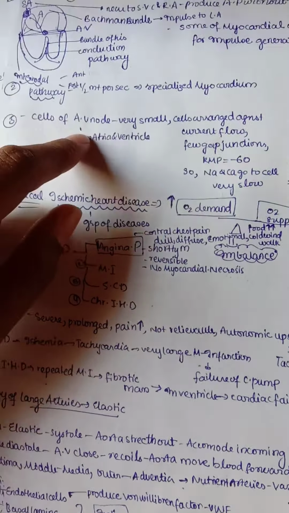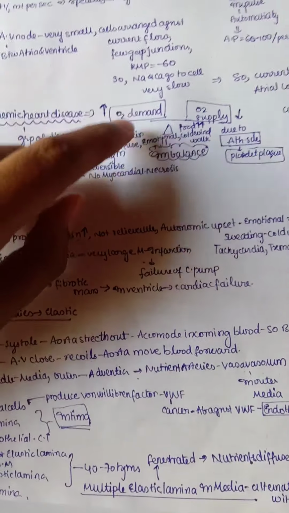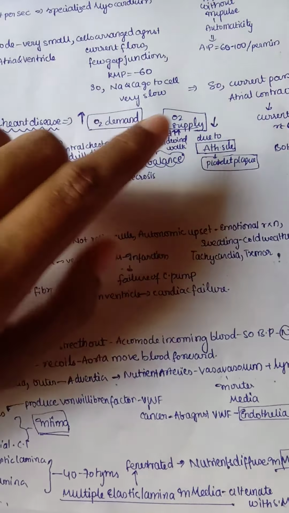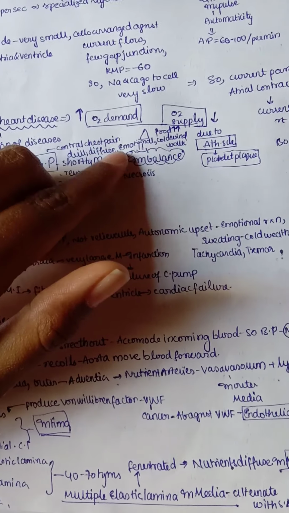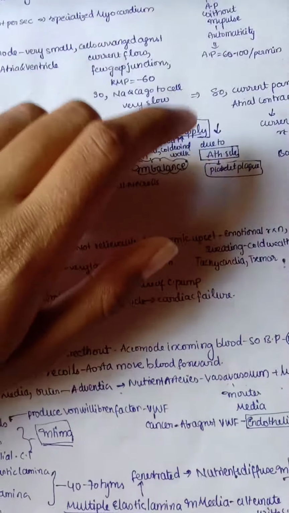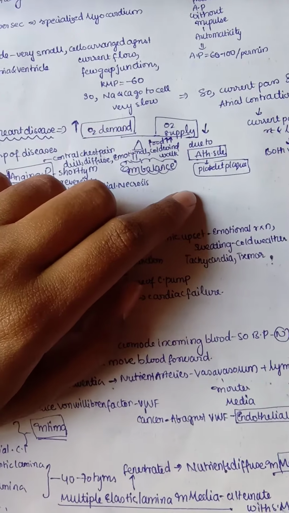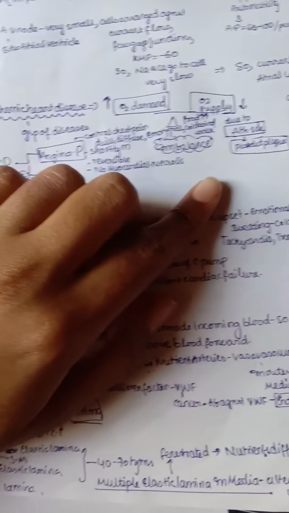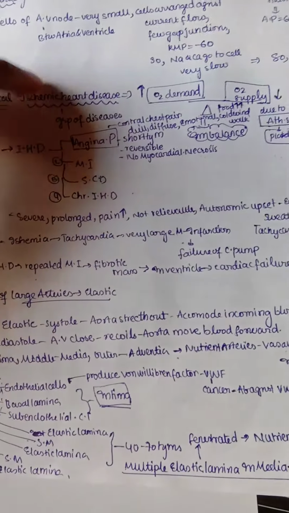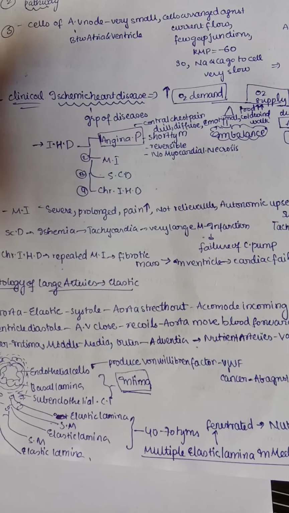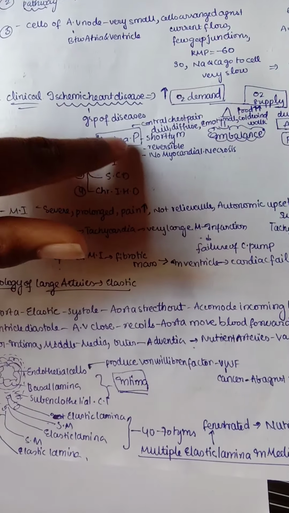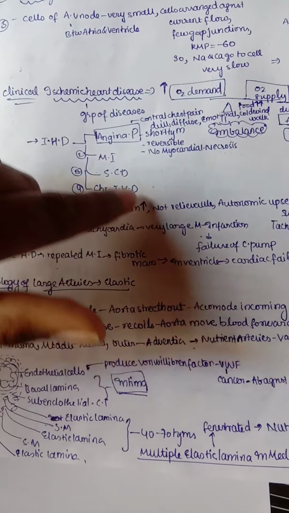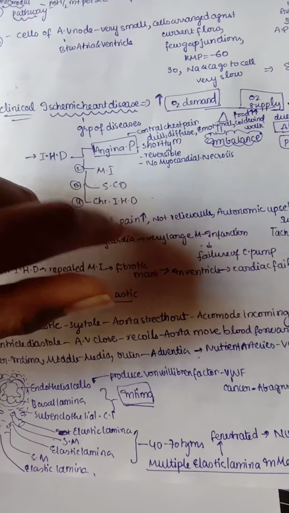So the cells of the AV node between the atria and ventricle, we have discussed already. Now let us start a clinical condition, that is ischemic heart disease. When there is an imbalance between oxygen demand and oxygen supply, it leads to ischemic heart disease, that is increased oxygen demand and decreased oxygen supply. Decreased oxygen supply may be due to atherosclerosis and also due to platelet plaque. Ischemic heart disease is actually a group of diseases, divided into angina pectoris, myocardial infarction, sudden cardiac death, and also chronic ischemic heart disease.